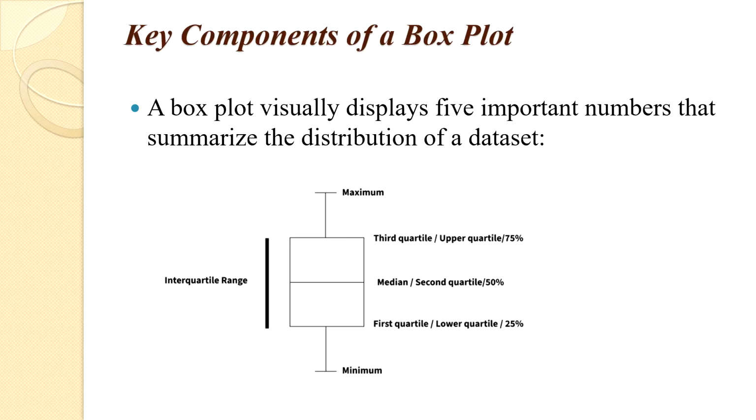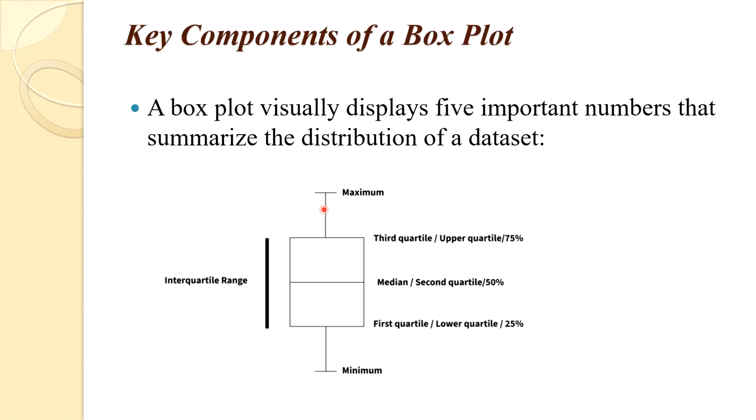Now we will see the key components of a box plot. It visually displays 5 important numbers that summarize the distribution of the data set. What are these numbers? Maximum, minimum, then the third quartile, median, and first quartile. These three we already discussed in the interquartile range: first quartile, second quartile, third quartile. These three come under the IQR range, already discussed in the previous slide.